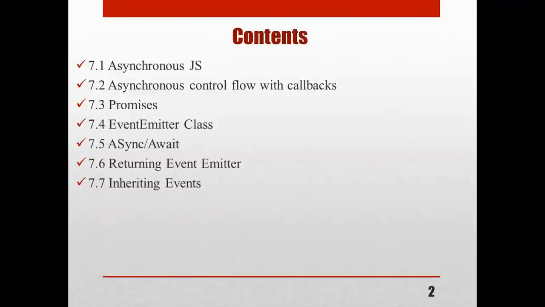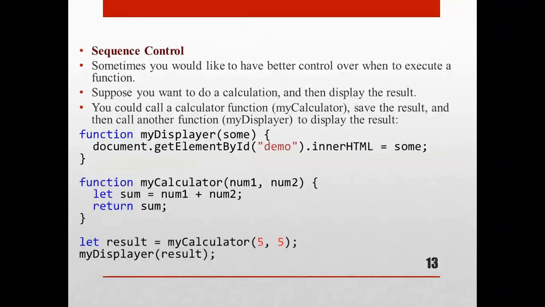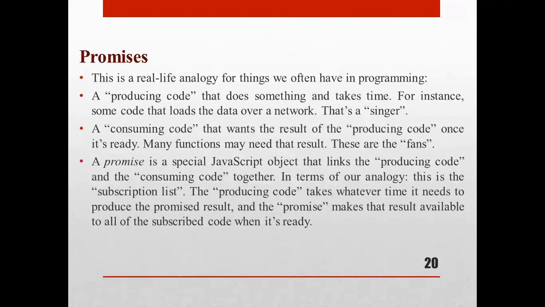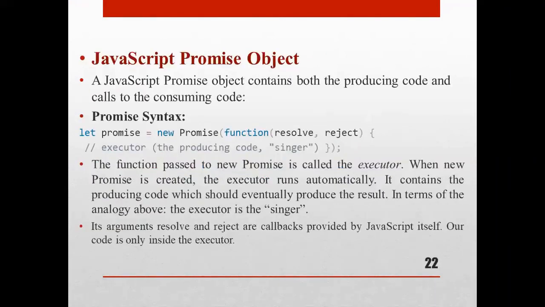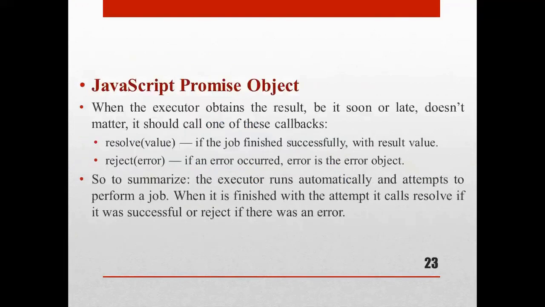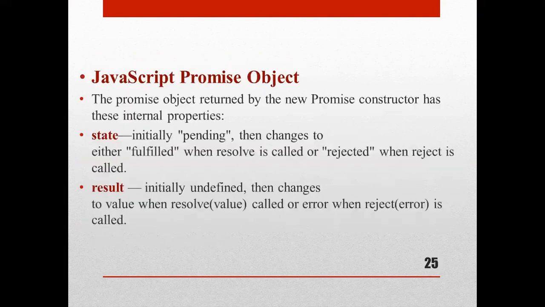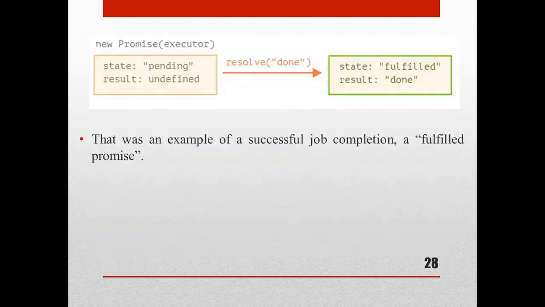Asynchronous JavaScript, asynchronous control flow with callbacks, promises. Then we have seen JavaScript promises and some examples for promises. We have seen the JavaScript promise object, what the resolve and reject stages are, that is pending, fulfilled and rejected. Here you can see this. We have seen the state and result for this promise object.